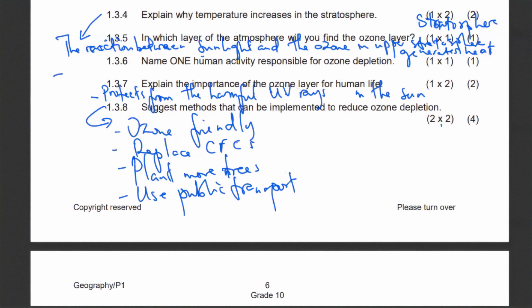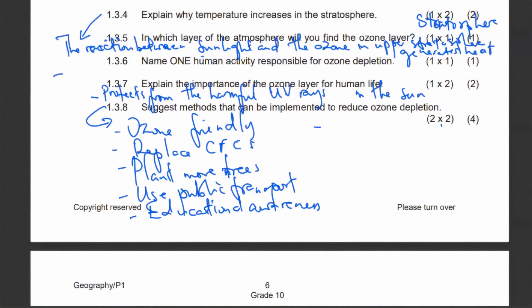Instead of using our own private transport, we opt to use public transport to reduce the amount of emissions. And also we can look at educational awareness programs. People sometimes cause harm to the environment because they do not know the consequences. So we need to educate them and make them aware of the side effects of harming the ozone.